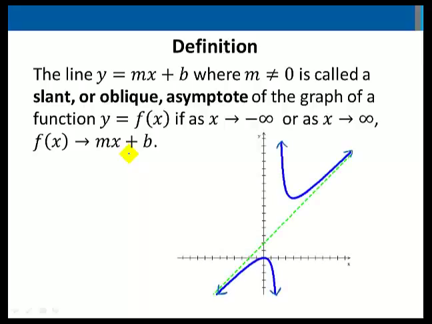Here we have the graph of a function y equals f of x having the slant asymptote. We'll call it y equals mx plus b. As x approaches negative infinity, f of x is approaching this slant asymptote y, and as x approaches positive infinity, f of x is approaching this slant asymptote y. We'll learn in a few minutes here what the equation for this asymptote is.